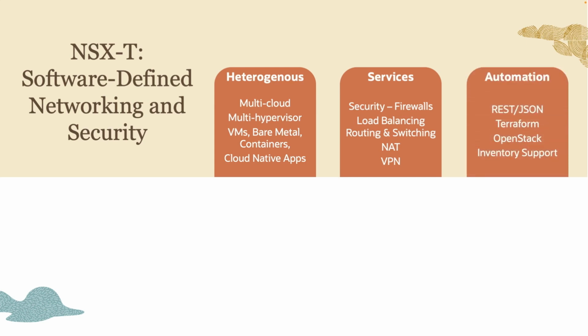One of the top use cases of being software-defined is automation. There are different REST APIs available for automating operational tasks. It is also compatible with Terraform and OpenStack orchestrations. And with all these capabilities, NSXT becomes very similar to OCI's virtual cloud network. Let's look into some of the components.